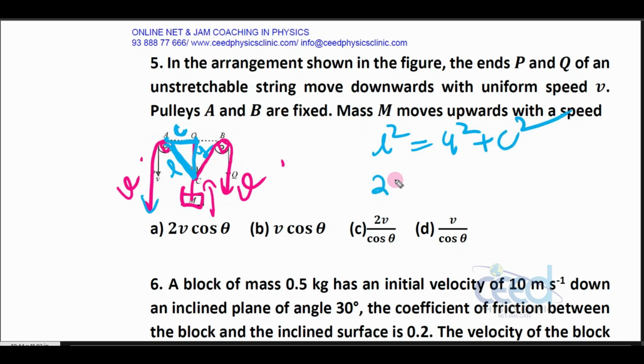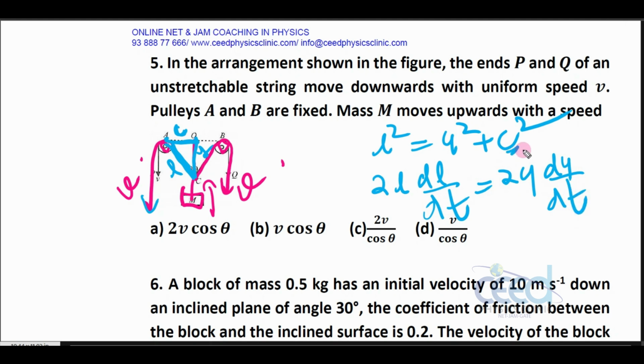Now differentiate both sides: 2L into dL by dt is equal to 2y into dy by dt. This c is a constant, so its differentiation is 0. Now the 2 cancels. This part is going downward with velocity v, which means dL by dt is this velocity, since the string length is only changing in this direction. Then dL by dt is v. Then y into dy by dt equals L into v.